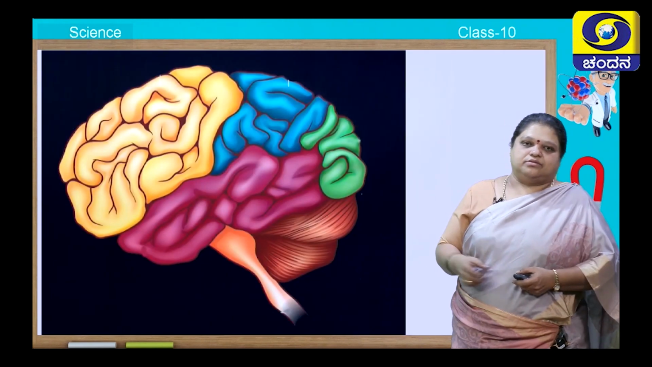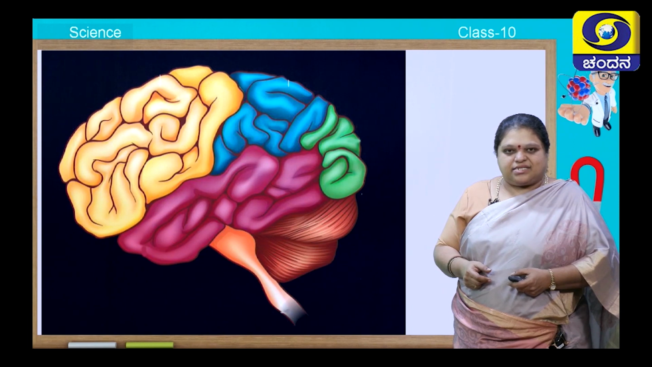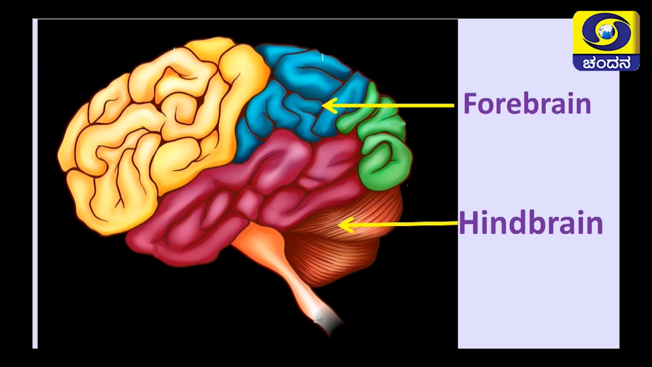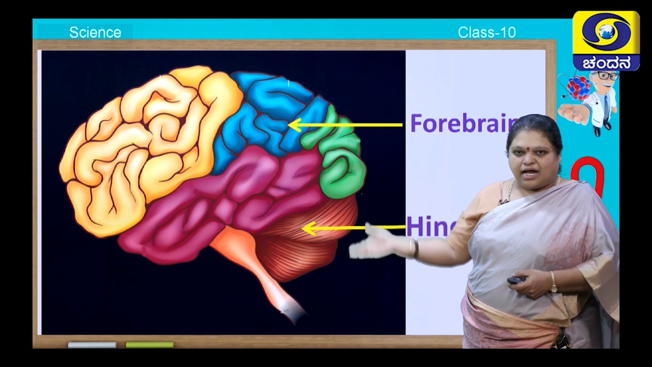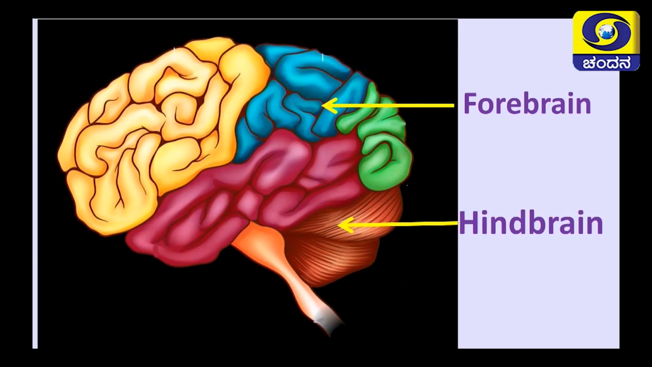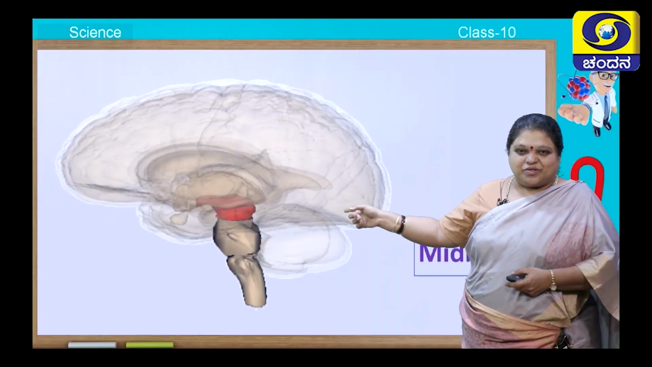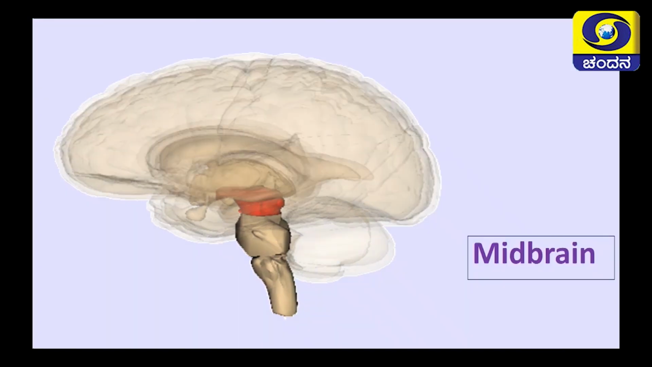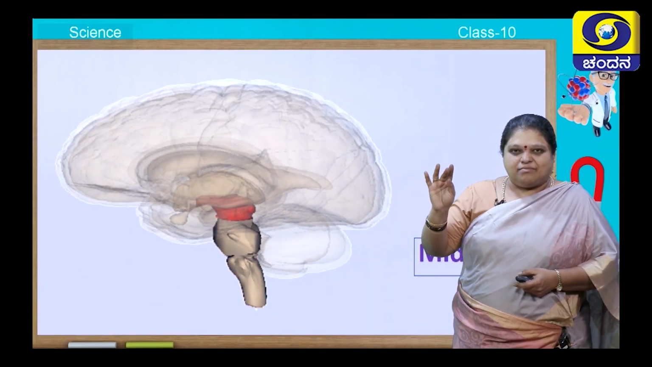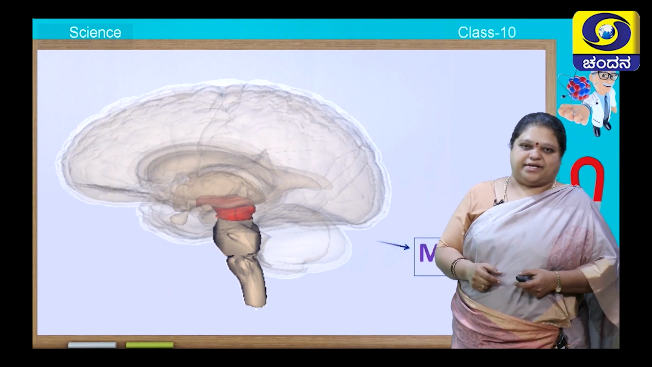Next we will come to the brain. Let us see the different parts of the brain. So there are three parts actually. First one is called the forebrain. You can see the uppermost part, you call it as the forebrain, and then you find the lower part, that is the hindbrain. There is one more part, but you cannot see in this diagram, it is inside. So in the middle you find midbrain. So there are three major parts: forebrain, midbrain and hindbrain.